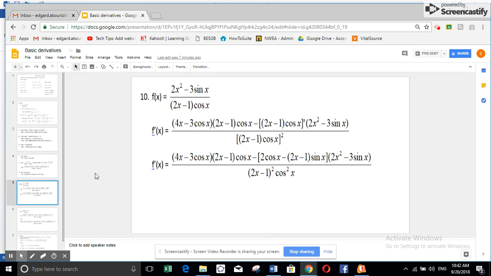Here you have u over v, but it's more complicated. Let us do it step by step. U over v: 4x minus 3 cosine x times denominator as it is, minus. I have a product down, so I'm going to do it step by step. Let me write this product as it is. I put the prime to say, this is what a prime, times denominator, which is a numerator times 2x squared minus 3 sine x over denominator square.